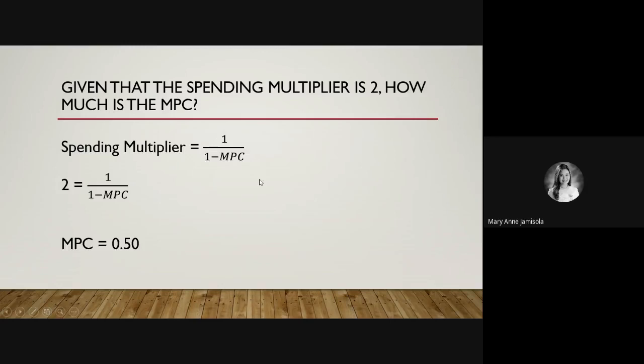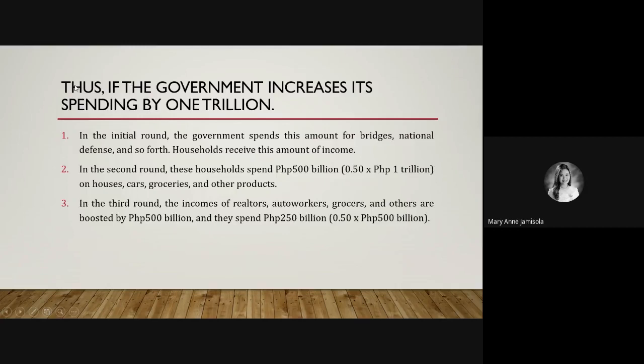Okay, so what does it mean? If the government increases its spending by 1 trillion, this means that in the initial round, it spends 1 trillion. This is spending by the government. Let's say the government spends this amount for bridges, national defense, and so on. Then who works on these? Members of the households. Who are paid for the materials? Members of the household, for food. So the money that was spent by the government, which is 1 trillion, will then be received by the households as income. The government's expense is income for those who receive salaries and payment for the materials. So the households receive this amount of income.